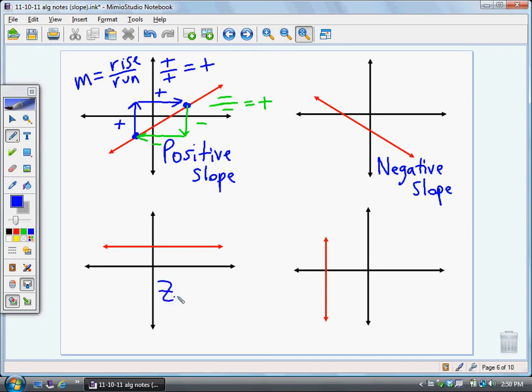Horizontal lines have zero slope, or a slope that is equal to the number 0. And vertical lines have what is called undefined slope. So when you eyeball a line, you should immediately know: if the line goes up from left to right, it's positive. If it goes down from left to right, it's negative. If it's horizontal, it's 0. And if it's vertical, it's undefined.